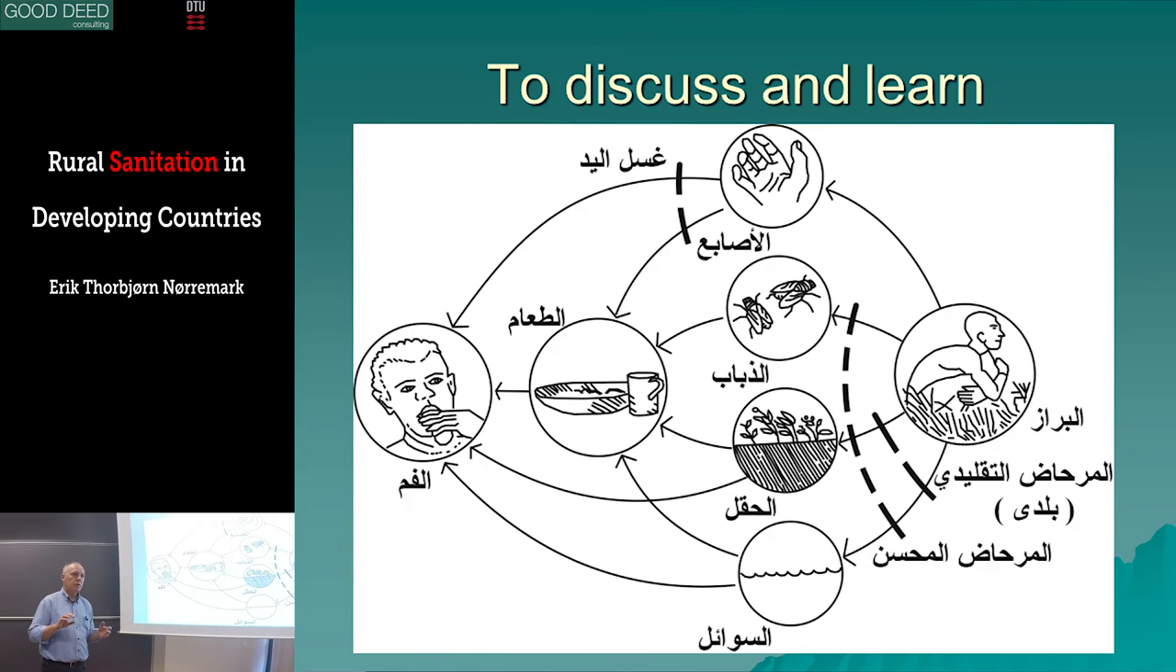And then, of course, to discuss and learn, this is the F diagram from Darfur, where they speak Arabic and they read from the other side. So that's the reason it's turned around. You can actually cut out these round circles and then cut out the arrows, and then you can make people put it together in the way that they think is logic. And during the discussion, they'll learn a lot compared to you explaining.